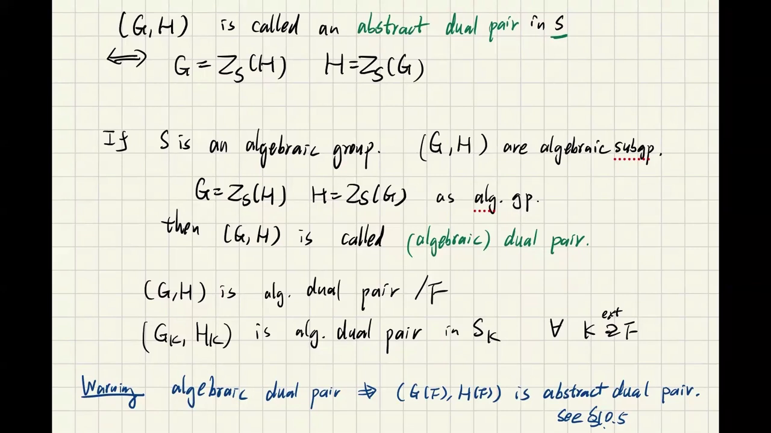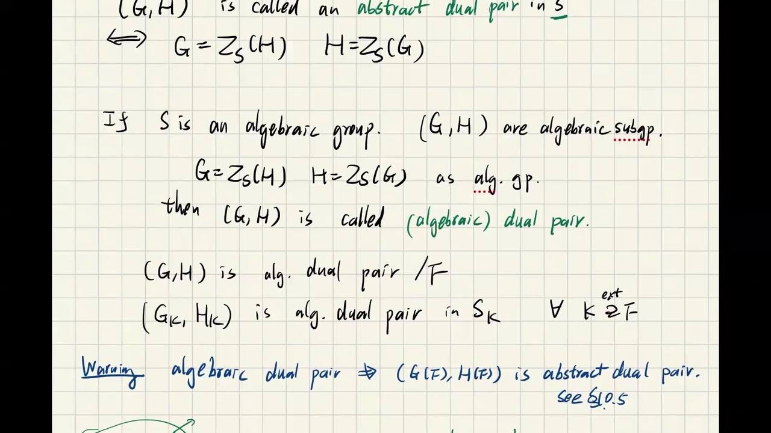An algebraic group is an algebraic variety such that it also has a group structure, and G and H must be closed subvarieties of S. So you can define the centralizer of H. This is again a closed algebraic subgroup inside S, and you claim this subgroup scheme or subgroup variety is the same as the subgroup variety G.